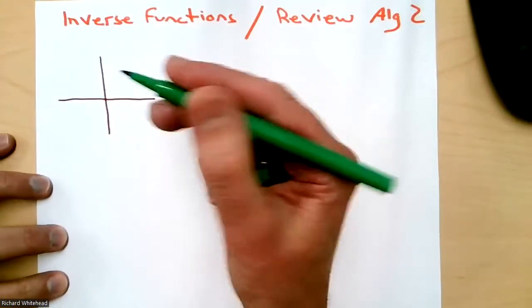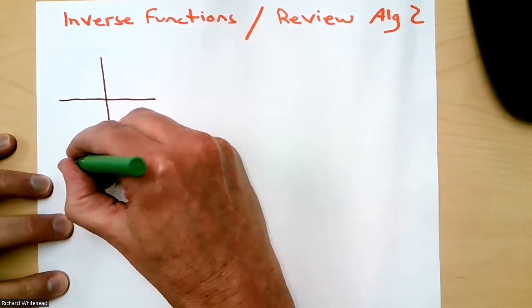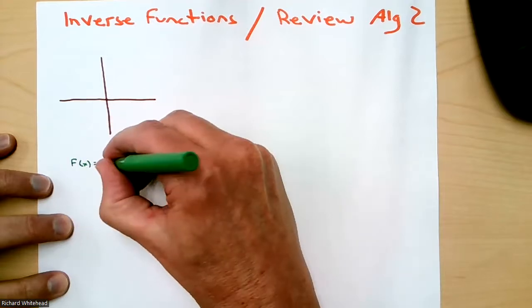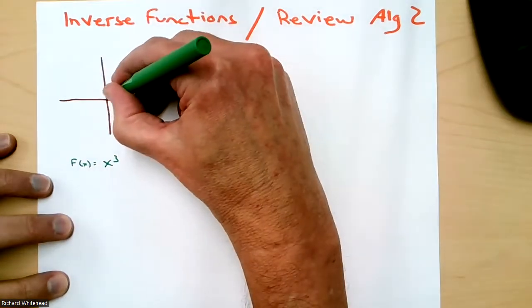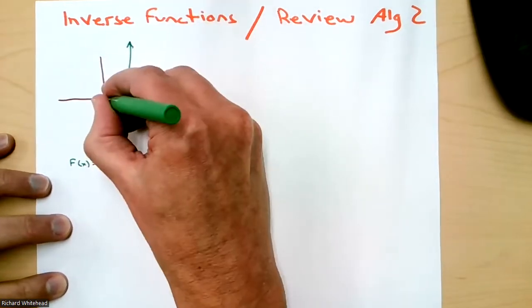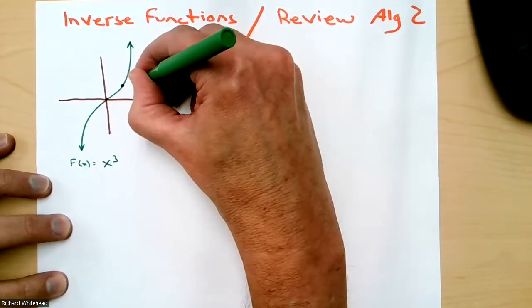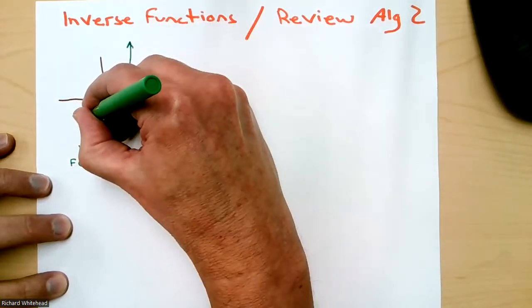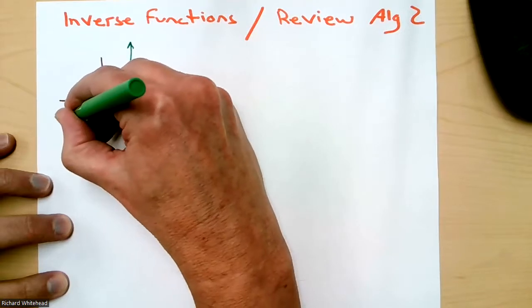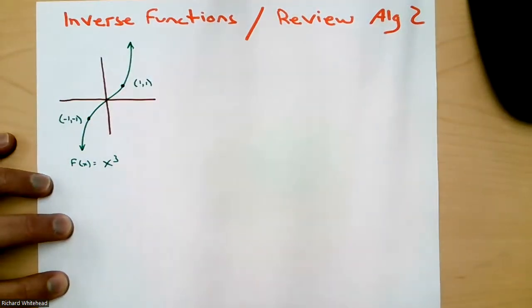So issue 1. Let's say we had a good old function like f of x equals x cubed. So you've been doing this for a long time. So good old f of x equals x cubed. So you know you've got point 1 comma 1 right there would be on the graph. And then point -1 comma -1 would be on the graph right there.